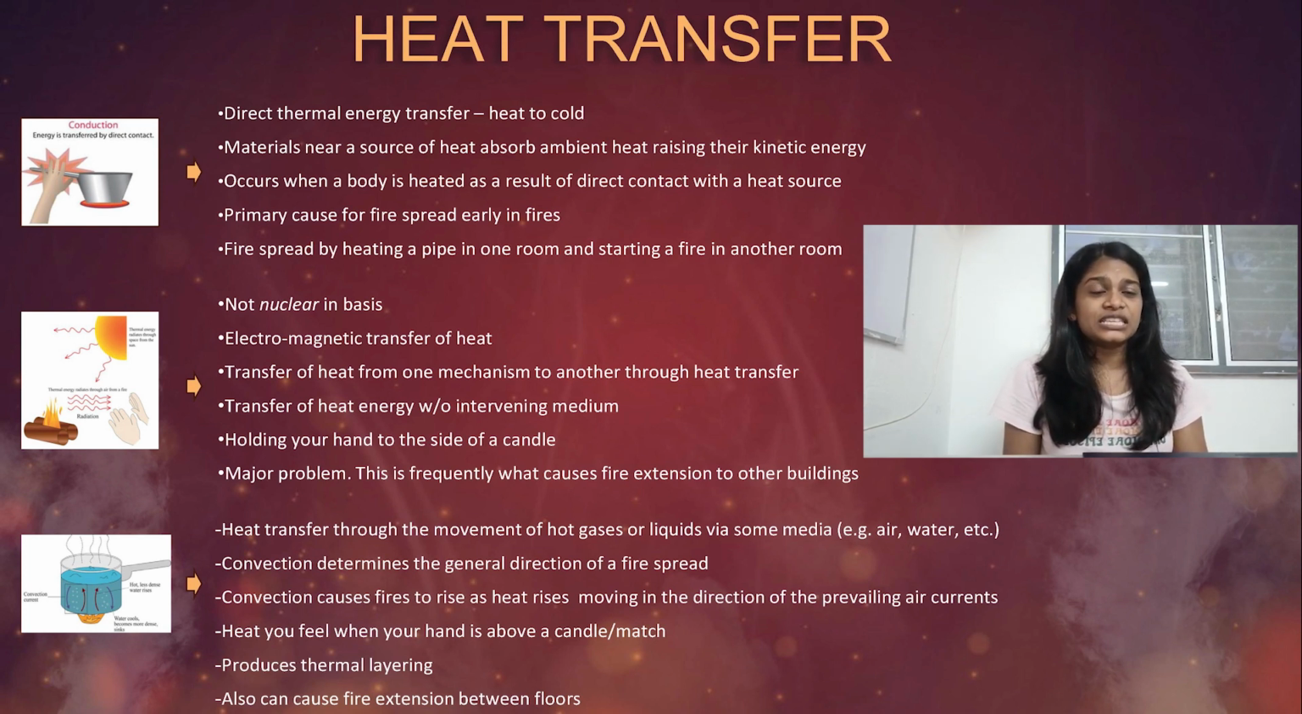Ambient heat raising their kinetic energy, and it usually occurs when a body is heated as a result of direct contact with a heat source. Okay, and it is the primary cause of fire spread early in fires. Conduction also makes the fire spread by heating a pipe in a room and starting a fire in another room. Usually when we touch a hot object, right? So that's how conduction happens.